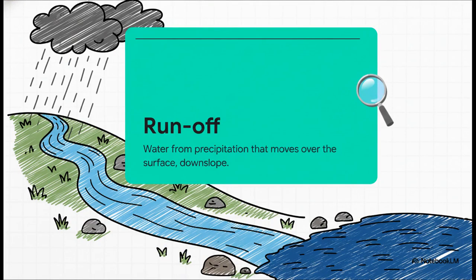But what happens when rain falls faster than the ground can soak it up, especially on, say, paved surfaces like roads and parking lots? You get runoff. This is the water that just flows right over the land, picking up all sorts of pollutants, and sometimes causing flash floods as it rushes into rivers and oceans.